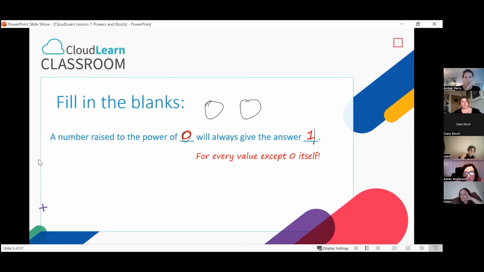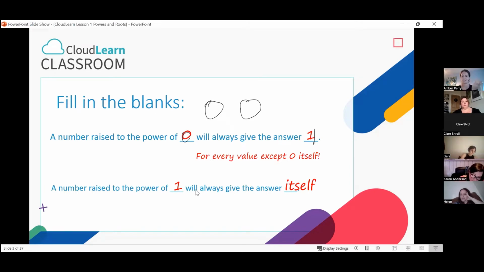And then the other answer, which I thought some people might come up with, which is also true, is that a number raised to the power of 1 will always give the answer of itself, okay? So for example, if we raise the number 3 to the power of 1, it's just going to be 3, okay? So hopefully those are two things that you have. And if you didn't know that, make sure that you remember that for me, because that's one of the most important things for you to remember. Okay, I am going to just clear those drawings a second, and then we can move on. There we go.